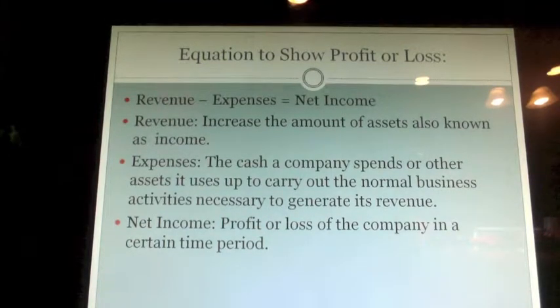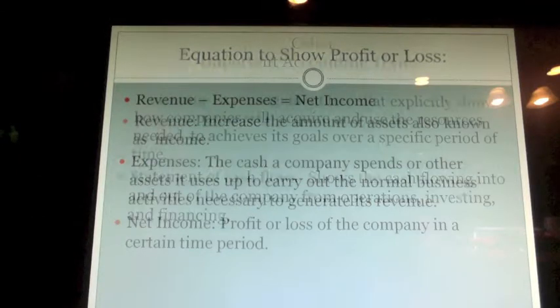First, I have an equation to show you the profit or loss. How you find that is you take the revenue minus expenses, and that gets you the net income. Revenue is an increase in the amount of assets, also known as income. Expenses are the cash a company spends or other assets it uses up to carry out the normal business activities necessary to generate its revenue. Net income is the profit or loss of the company in a certain time period.